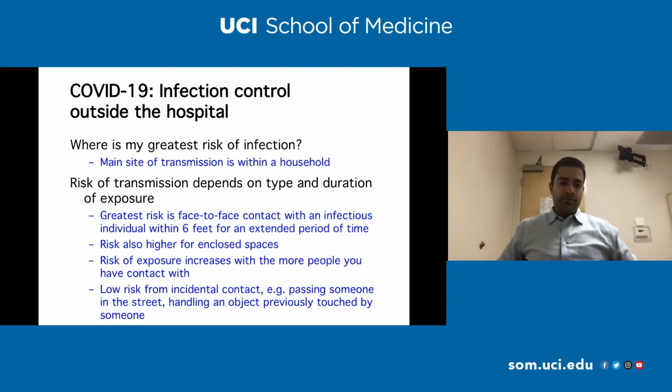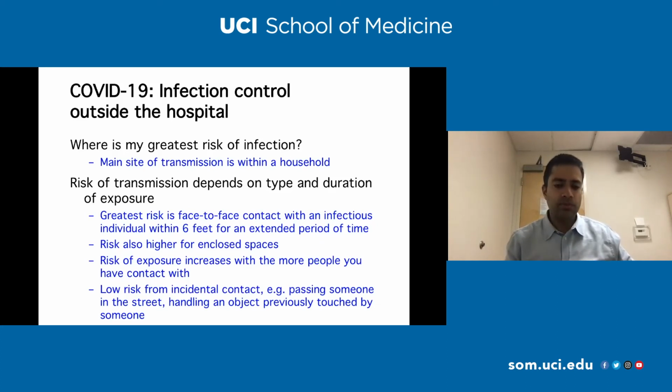I want to talk a little bit about what is the risk to somebody in the community, not someone who's working in the hospital. Where are they likely to be most exposed to the virus? So the thing to remember is the main site of transmission is within a household. Somebody's infected, and then they come home, and within the confines of their household, they're not doing social distancing, not wearing masks. This is where we see most transmission. This is where kids appear to be infected.